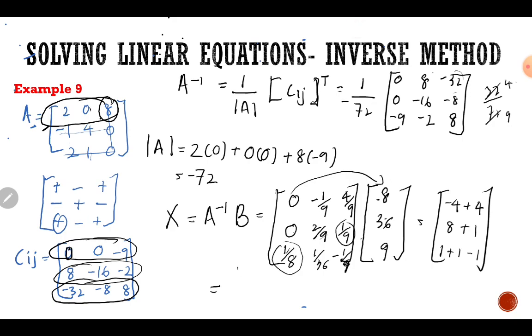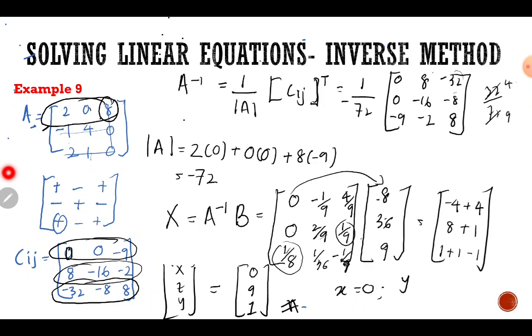So finally kita dapat matrix kita X, Y and Z ni. Jawapan dia adalah negatif 4 tambah 4 is kosong. 8 tambah 1 is 9. 1 tambah 1 tolak 1 is 1. Inilah jawapan kita. So kita dapat X sama dengan kosong, Y sama dengan 9 and Z sama dengan 1. Faham tak? Okay.